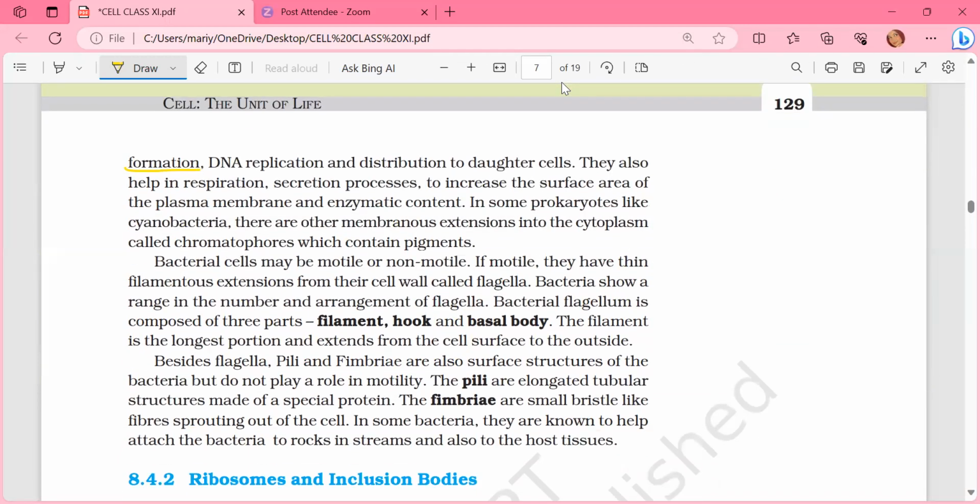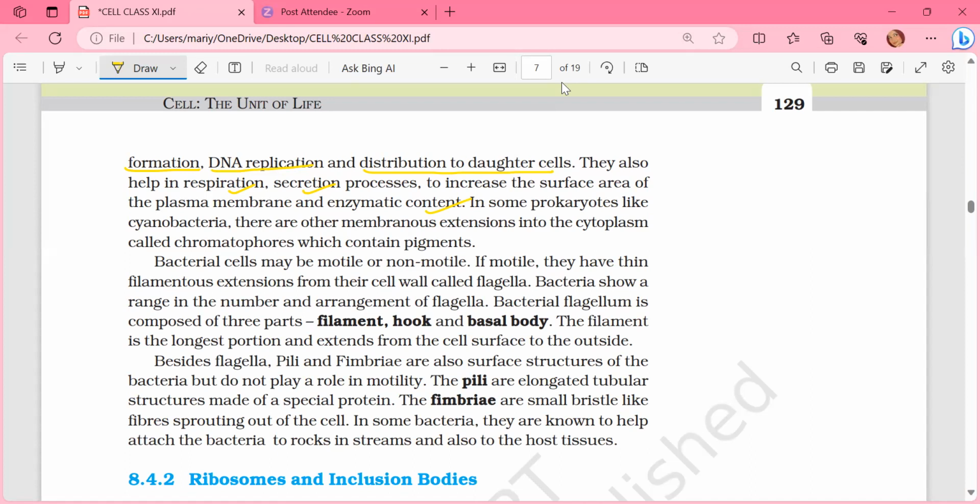Then after the formation of the cell wall, they help in DNA replication and distribution of that replicated DNA to the daughter cells, which are the offspring. They also help in the process of respiration, secretion, and also to increase the surface area. Anything that is folded increases the surface area as such. So the surface area of the plasma membrane is also increased by that, and also the enzymatic content.